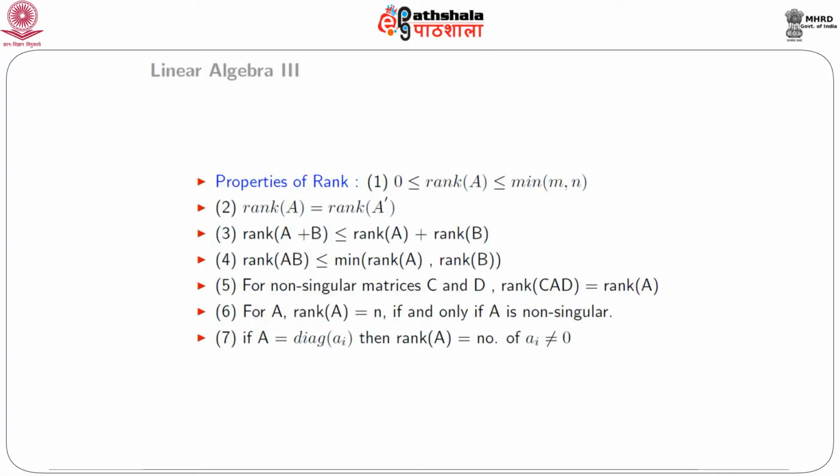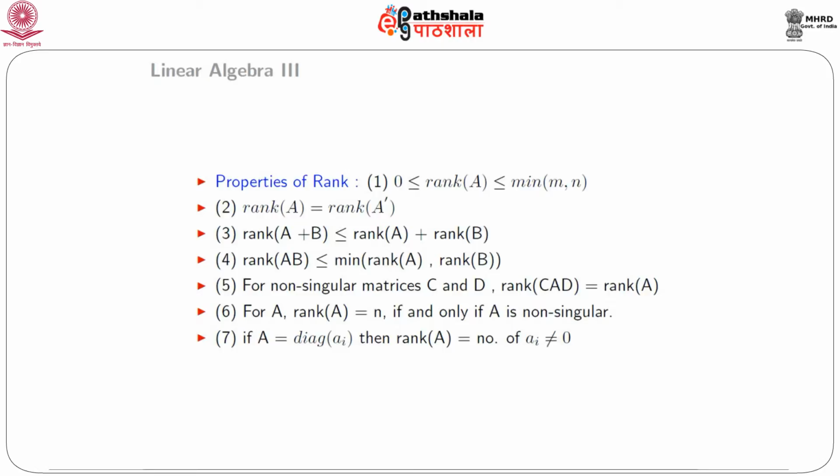Rank of A plus B is less than or equal to rank of A plus rank of B. Rank of AB is less than or equal to the minimum of rank of A and rank of B. For any non-singular matrices C and D, rank of CAD equals rank of A. For an n by n matrix A, rank of A equals n if and only if A is non-singular. If A is diagonal with entries a_i, then the rank of A is the number of a_i not equal to 0.